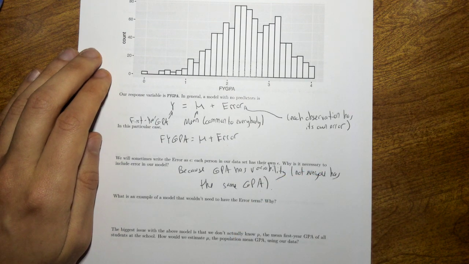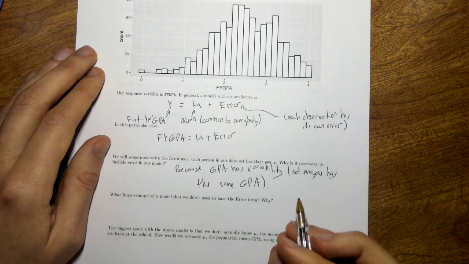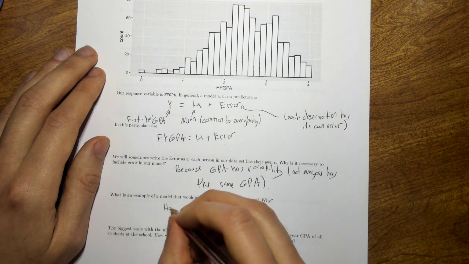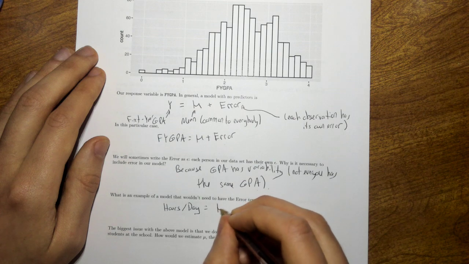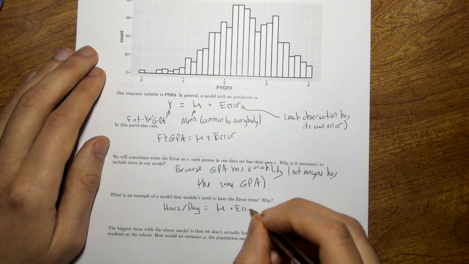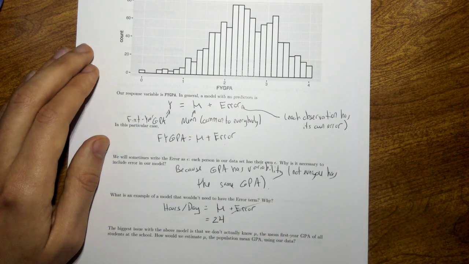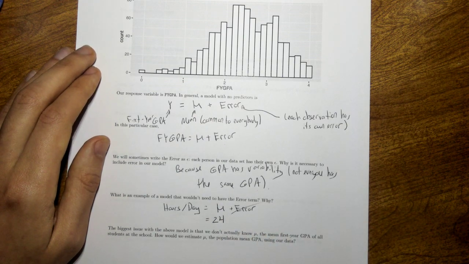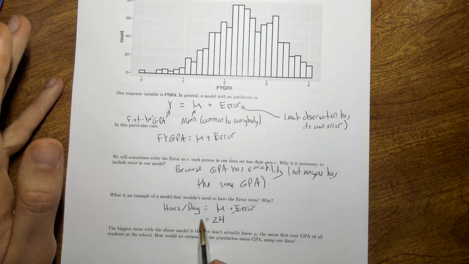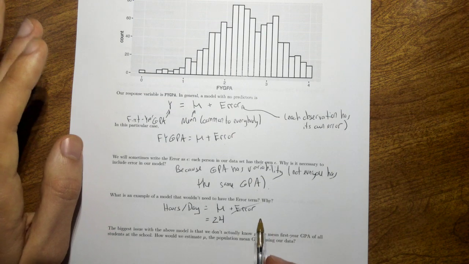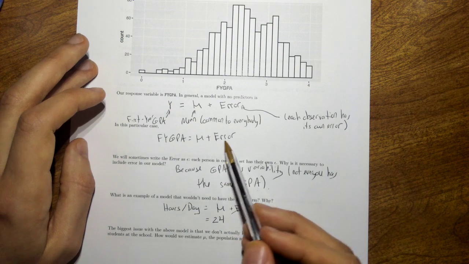You could think about a kind of silly model that wouldn't need an error term, something I came up with: if you were to model hours per day as some mean plus the error, well, the mean is just 24, and then you don't need the error because there's no variability in hours per day. It's always 24. So that's just a silly example of something where you wouldn't need the error term, but in almost all real data, you would want this error in there.